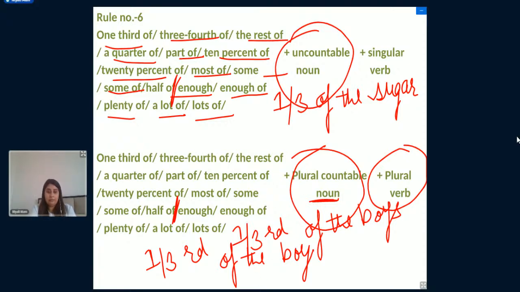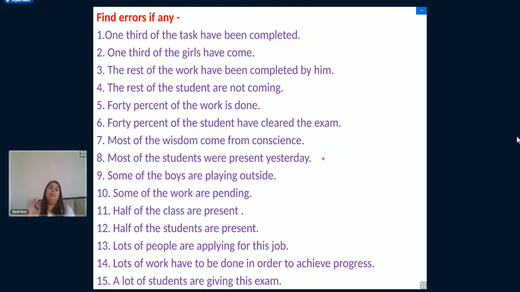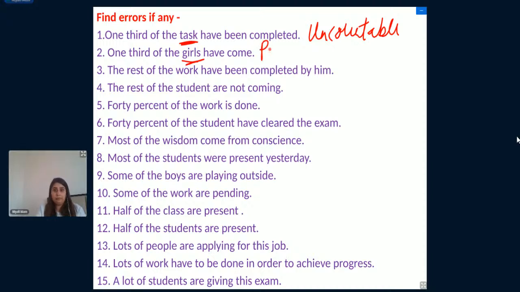Now let us consider the same sentences. Before correcting the sentences, we need to identify whether these sentences have uncountable noun, plural countable noun, or singular countable noun. Okay. 1/3 of the task. Task is uncountable. 1/3 of the girls, plural countable. The rest of the work, you can never count work, uncountable. The rest of the student, singular countable. We know that either plural countable is possible, my dear students, or just uncountable nouns are possible. Singular countable noun is not possible here, which means the sentence is wrong, but let us just write singular countable.